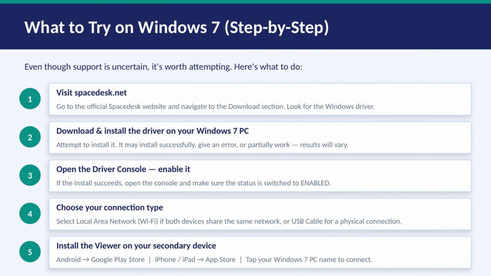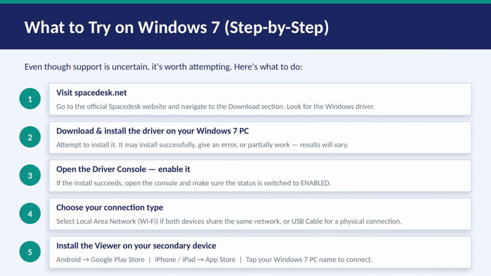Step 1. Download the driver on your Windows 7 PC. Attempt to download and install the Spacedesk driver from the official website. Step 2. Download the viewer on secondary devices. On your additional displays, tablets, phones, etc., download the Spacedesk viewer from the appropriate app store. iPad and iPhone: Apple App Store. Android tablets and phones: Google Play Store. Amazon devices: Amazon App Store. Step 3. Open the driver console. If the driver opens successfully, make sure it is enabled.